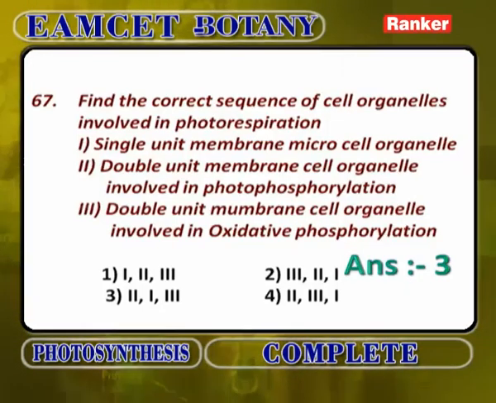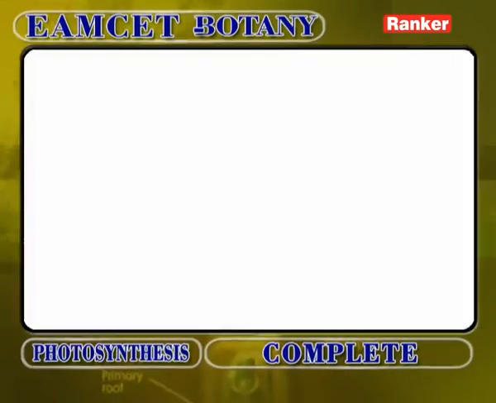First chloroplast, then peroxisomes, then mitochondria. Double unit membrane cell organelle involved in photophosphorylation is chloroplast. Single unit membrane microcell organelle is peroxisomes. Double unit membrane cell organelle involved in oxidative phosphorylation is mitochondria. 2, 1, 3.